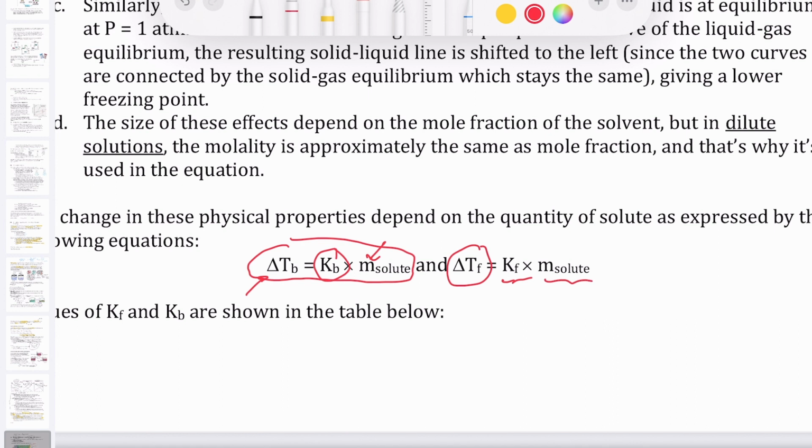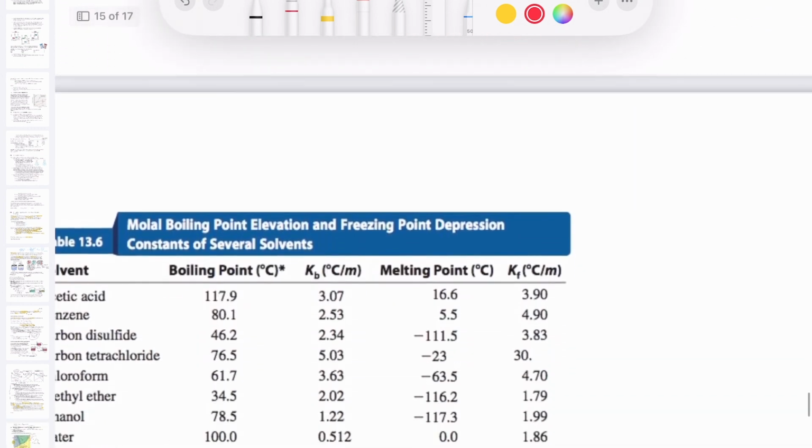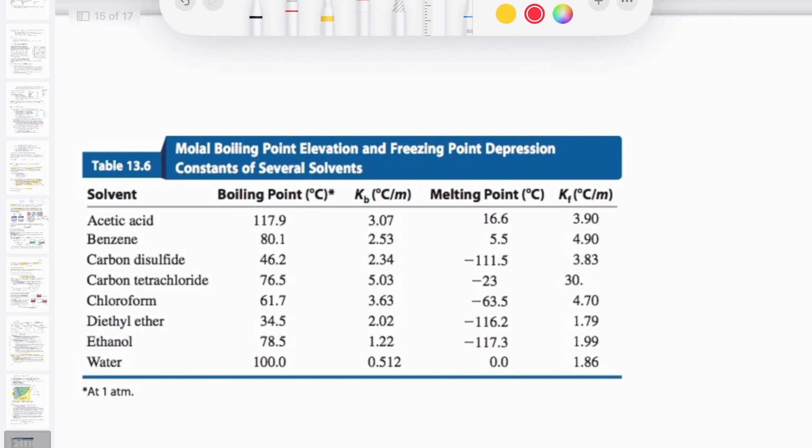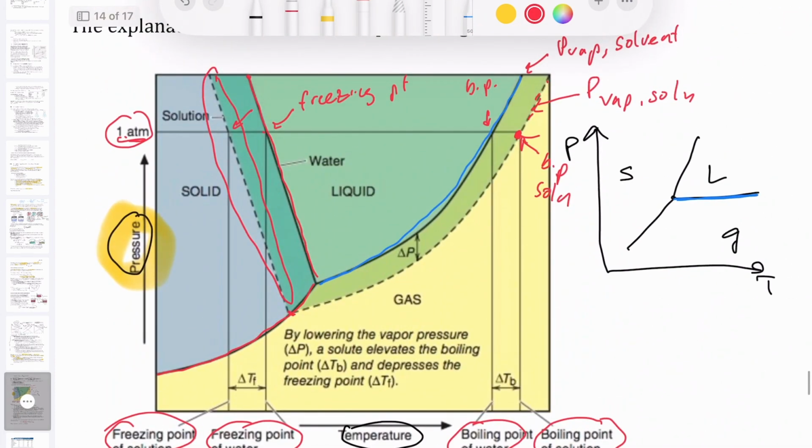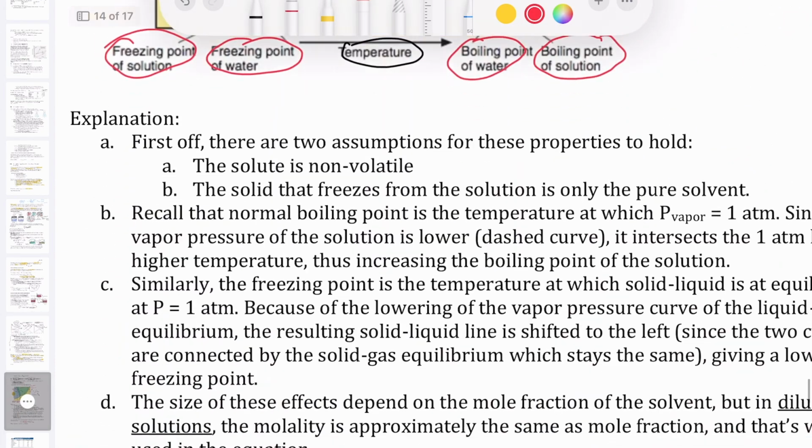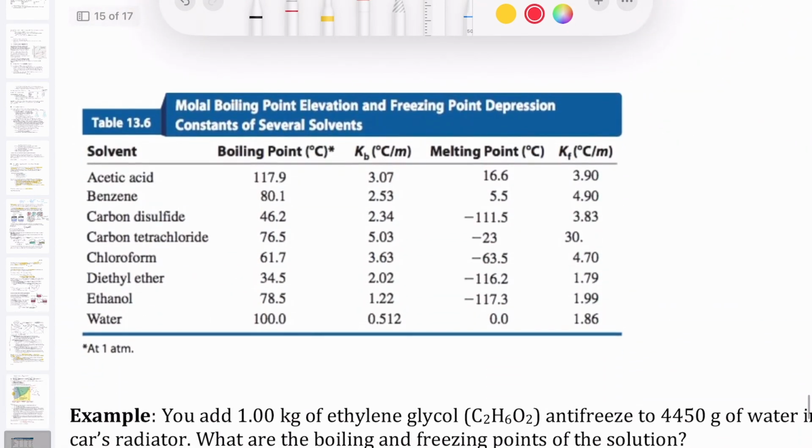The only thing that differs is really just the constant that's being used. Okay, so the constant is a property of a solvent. So depending on the solvent, some solvent is going to make a bigger change or a smaller change in that vapor pressure, which then causes the change in the freezing point and the boiling point to be either larger or smaller.